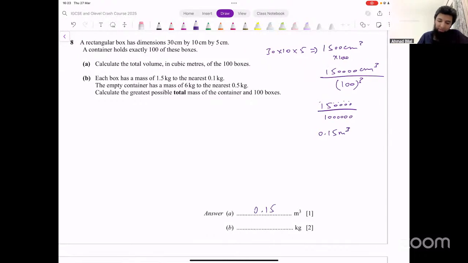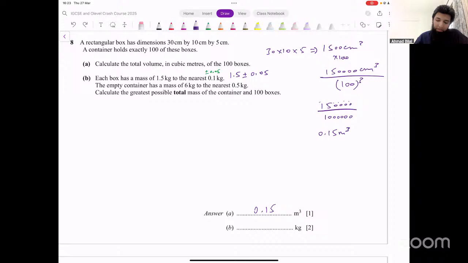Now it says each box has a mass of 1.5 kilograms to the nearest 0.1 kg. So we've got the mass given. It's 1.5 plus minus, so this is 0.1, right? Divided by 2, what does that become? It becomes plus minus 0.05. So plus minus 0.05, that is the actual mass. That's the interval for the actual mass.